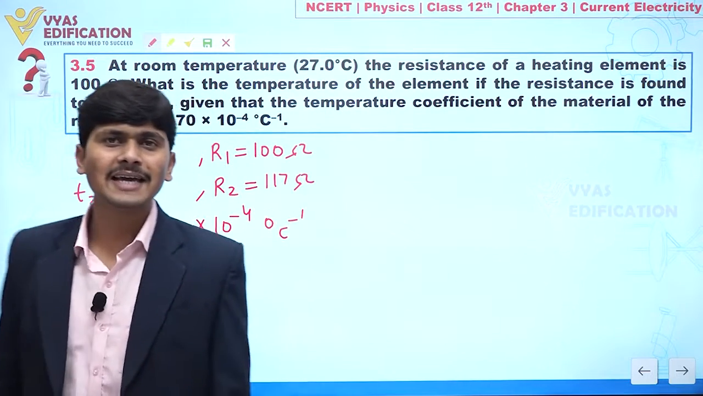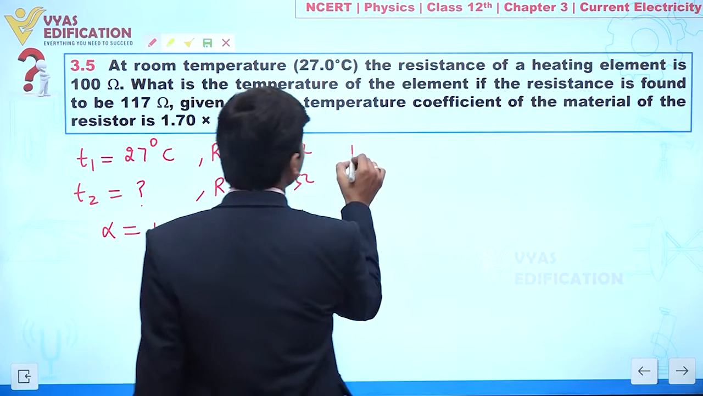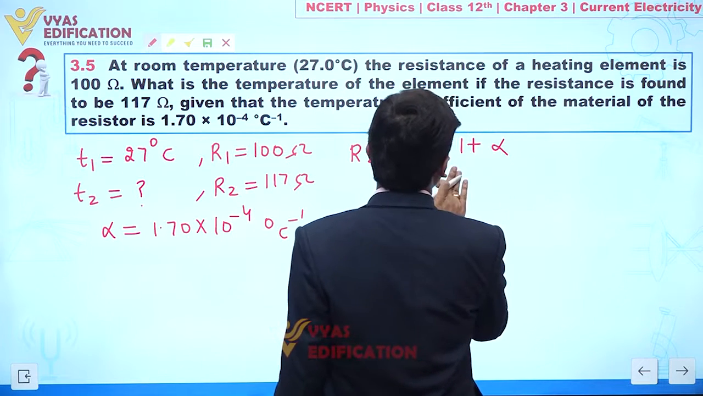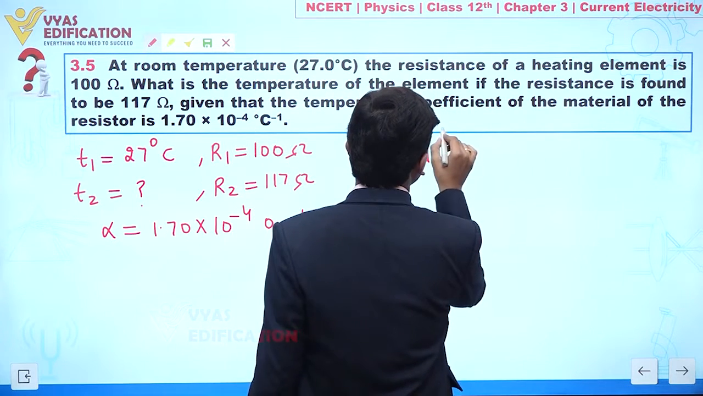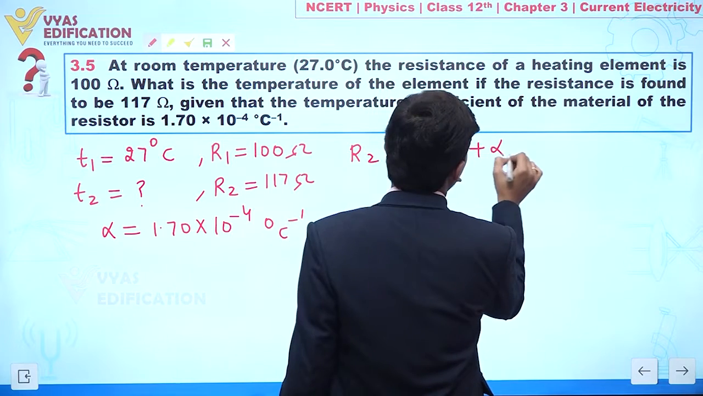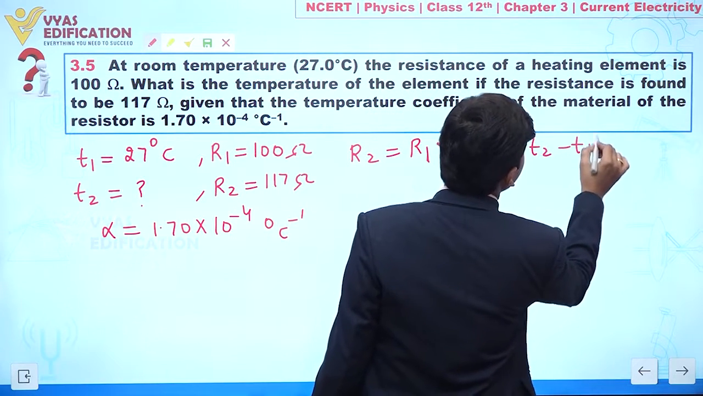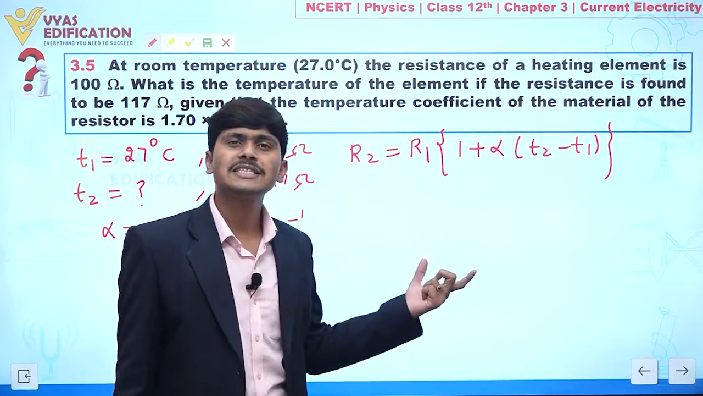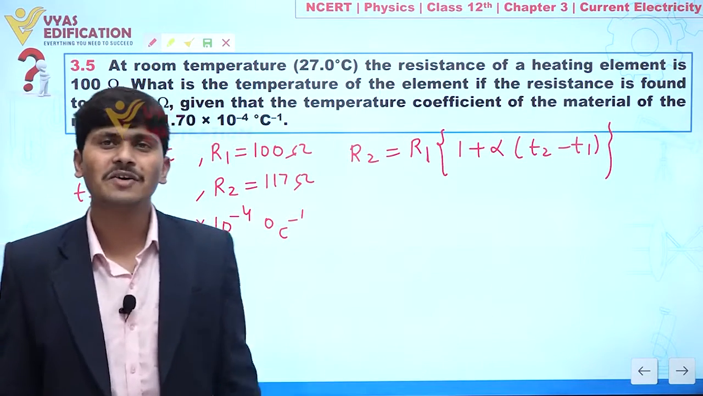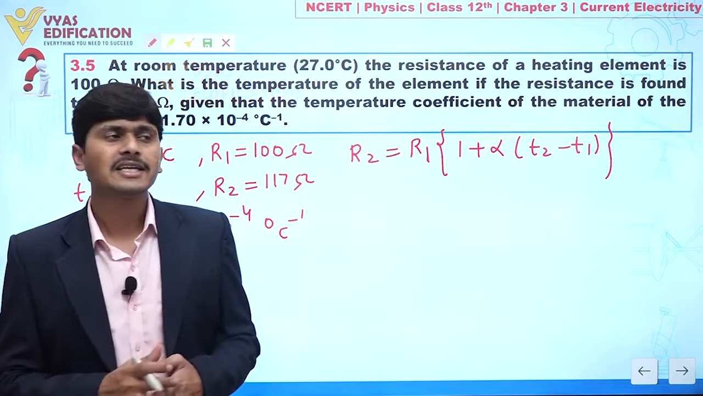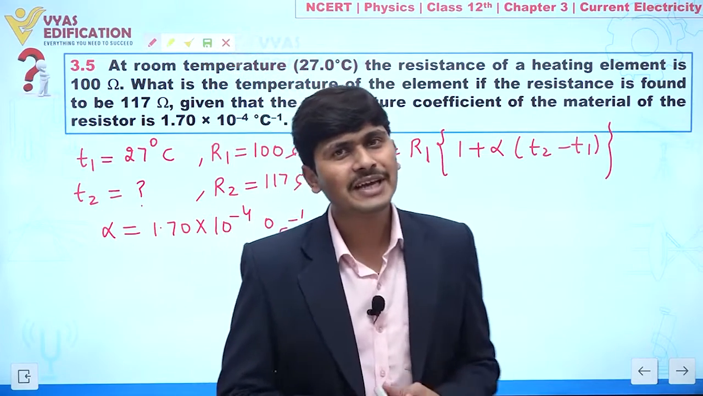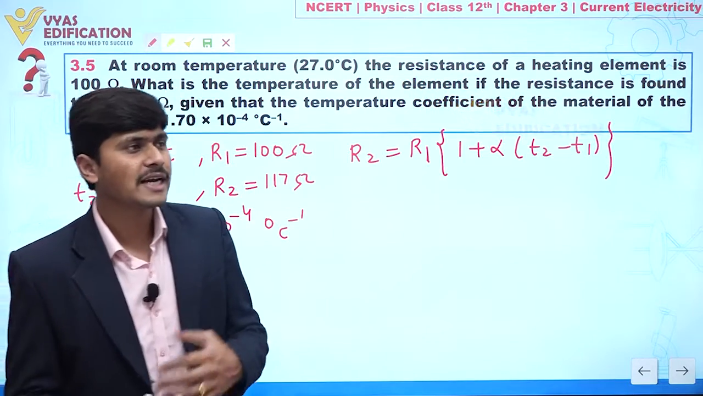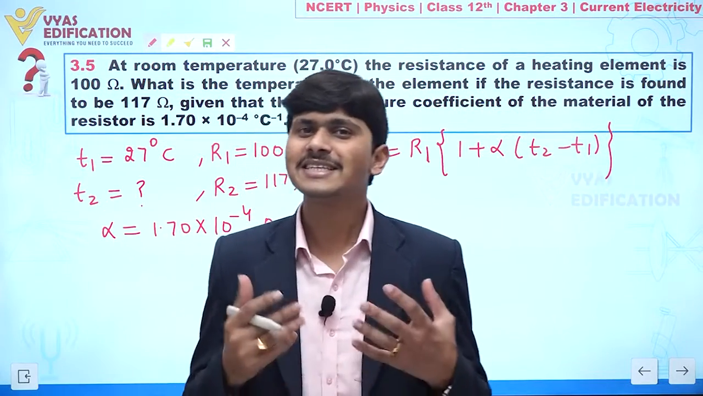So can we write one formula here: R2 equals R1 into 1 plus alpha into T2 minus T1. Clear? Actually, this is the dependency of resistance on the temperature of a conductor. In conductors or metals, if we increase the temperature, the value of resistance also increases. Why? Because the randomness of the free electrons increases.